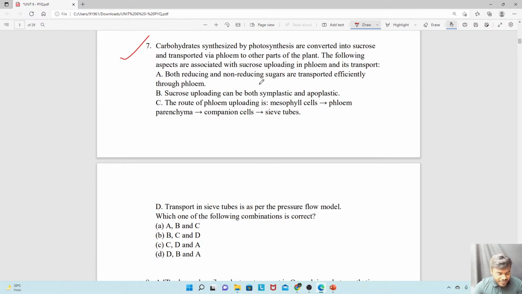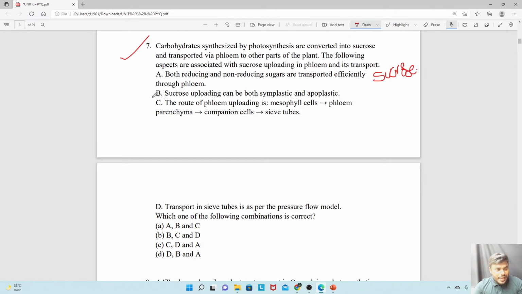Undoubtedly. Tell me friends, everyone, can the reducing sugar or the non-reducing sugar be transported? What kind of sugar is sucrose? Only sucrose can be transported. Is sucrose a reducing or non-reducing sugar?